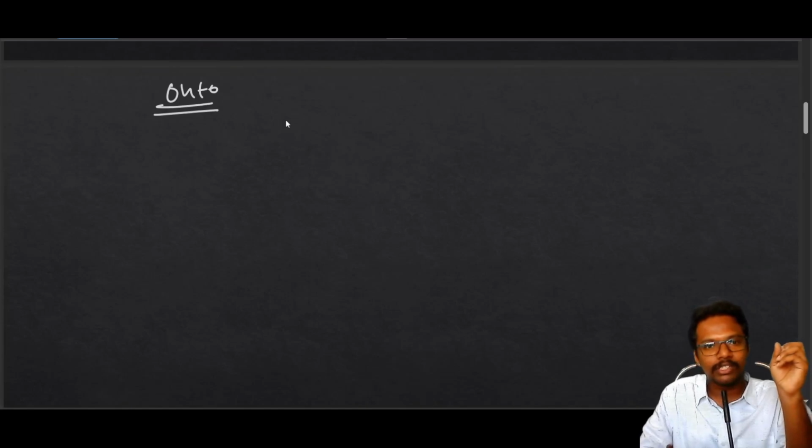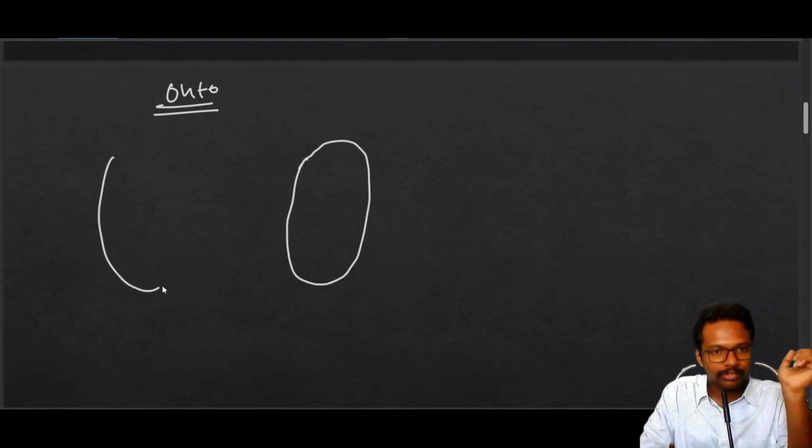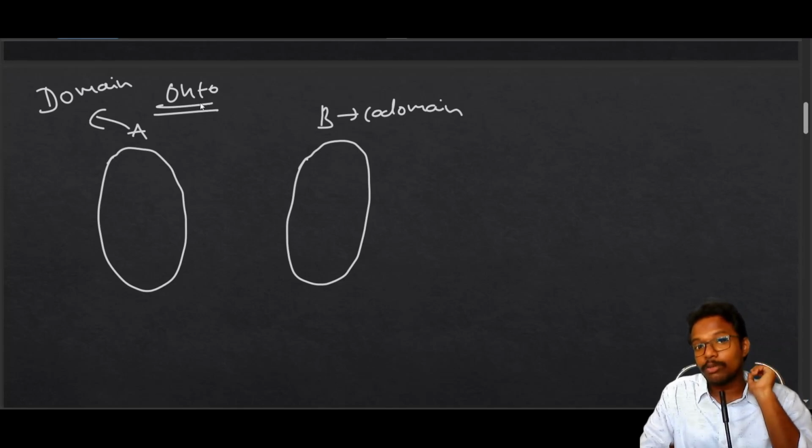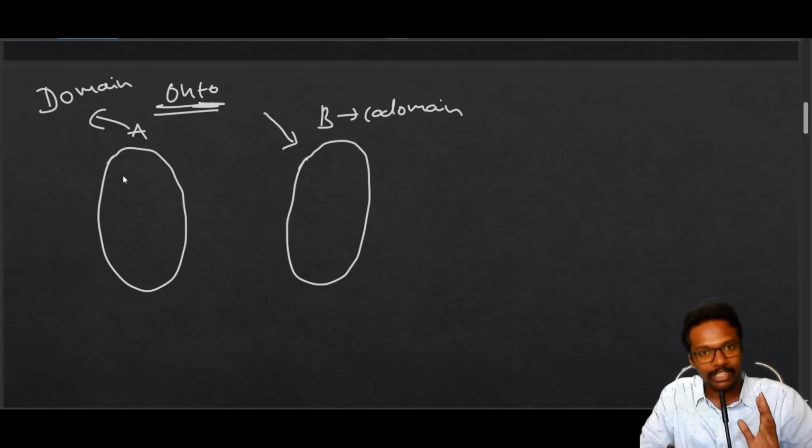Onto definition says every element of B, so it starts from the codomain. Okay, so this is A, this is B, this is codomain, and this is domain. So onto means we have to focus on this codomain part. One-one means we have to focus on domain part. So that is the first main thing to observe here.